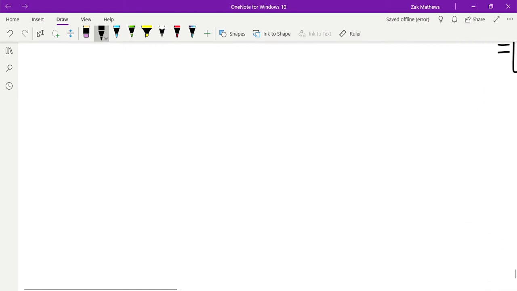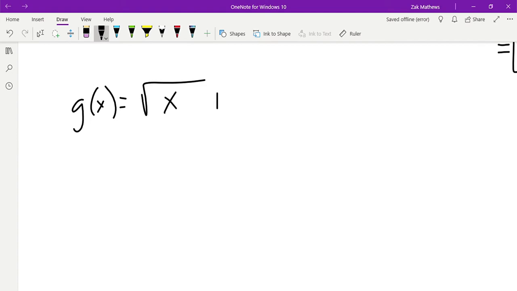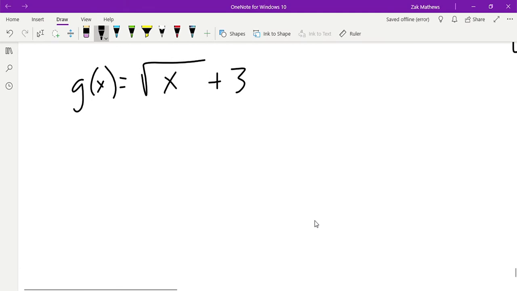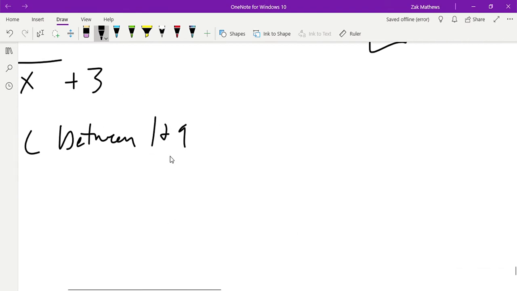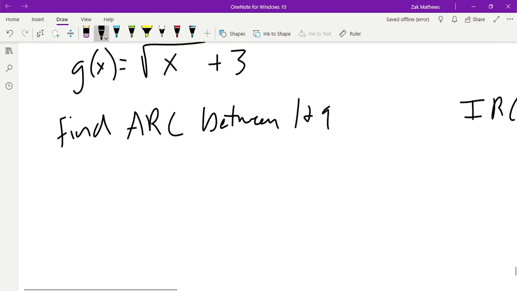So this time, let's take g of x to be the square root of x plus 3, and the plus 3 is on the outside. I want to find the average rate of change between 1 and 9. And if we think about what would be halfway between those two values, that would be 5. So let's look at the instantaneous rate of change at 5 as well. And so I'm going to do both of these problems. We'll see if we get the same number.